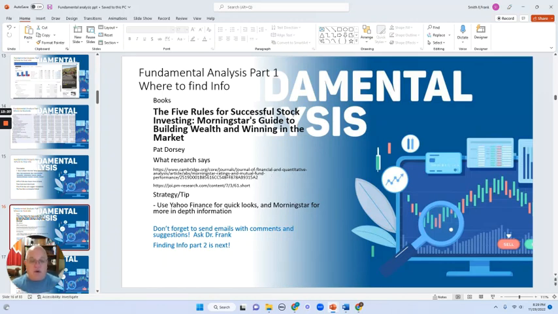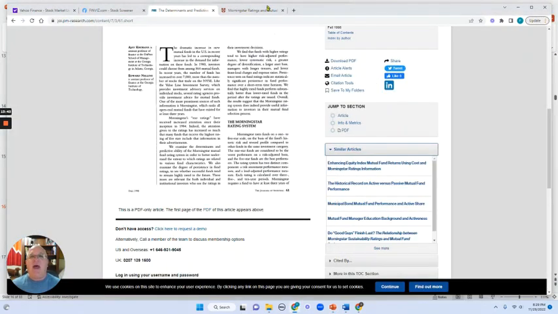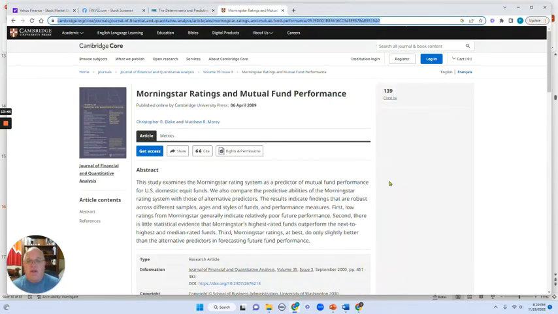So the first article up here is from Cambridge. It talks about Morningstar ratings and so forth. When we go to that, that's actually this one. And it says, this study examines the Morningstar rating system as a predictor of mutual fund performance. We compare the predictive ability of the rating system with other alternatives. The results indicate findings that are robust across different samples, ages, styles, and so forth. In other words, they got a good data set.